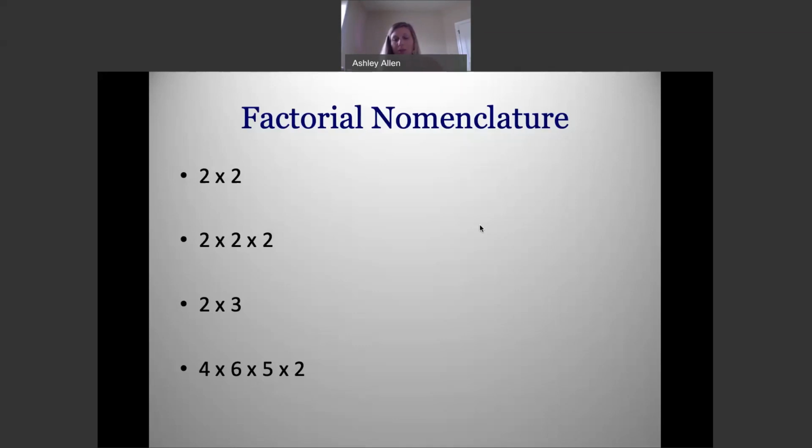How many possible interactions could you have? Well, let's see. The 4 and the 6 can interact. The 6 and the 5 can interact. The 5 and the 2 can interact. The 4 and the 5 can interact. The 6 and the 2 can interact. And the 4 and the 2 can interact. So I think it's going to be 6 possible interactions there. Anyway, okay, so hopefully that makes sense.